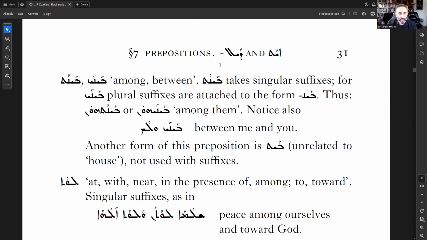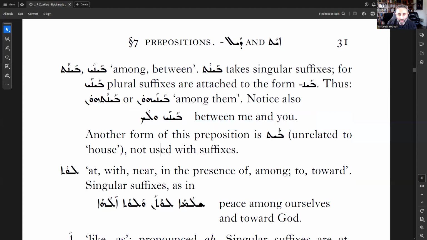This chapter is basically just a list of vocab words. Just learn these vocab words. Beine, beinath means among or between. Beinath takes the suffixes. So beinathach, beinathan, whatever. So among us. For beine, plural suffixes are attached to the form bein. So beinathon or beinehon, among them. They mean the same thing. Notice also beine ulach, between me and you.